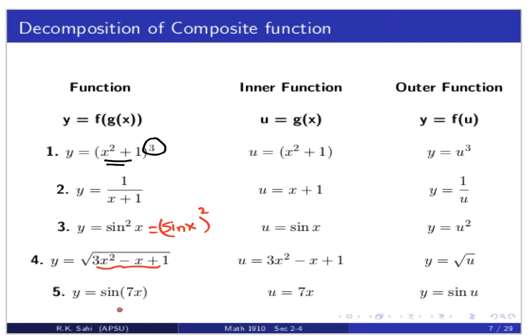Now let's look at number 5. Number 5 is another trigonometric function, but in a different form. It's sine of 7x. Remember, 7x is an argument to the function. It's not sine times 7x. Please, it's very important. It's sine of 7x, which is an argument to the function. So the inner function is now 7x, which is u. The outer function is the sine function, which is sine of u.